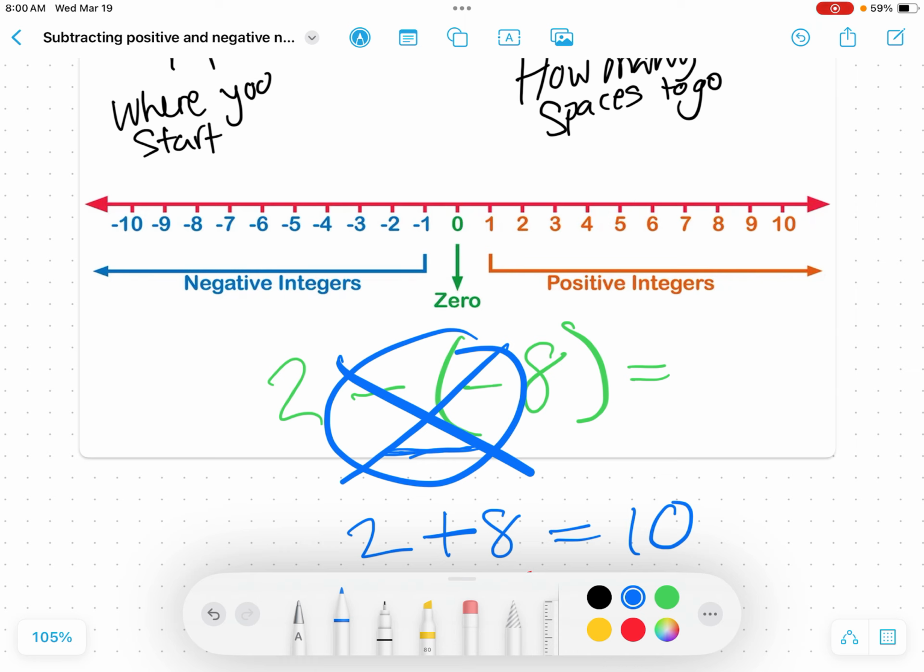And you're welcome to use the number line for that. That would mean we're starting at 2. And since it's a positive sign, that means we're going to go to the right 8 spaces. 1, 2, 3, 4, 5, 6, 7, 8. Which puts us at +10.